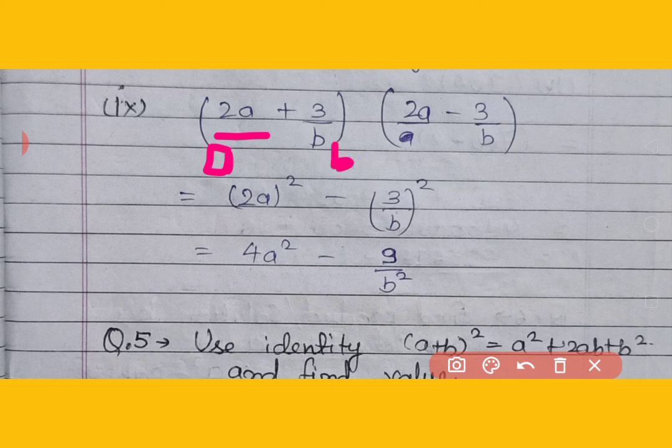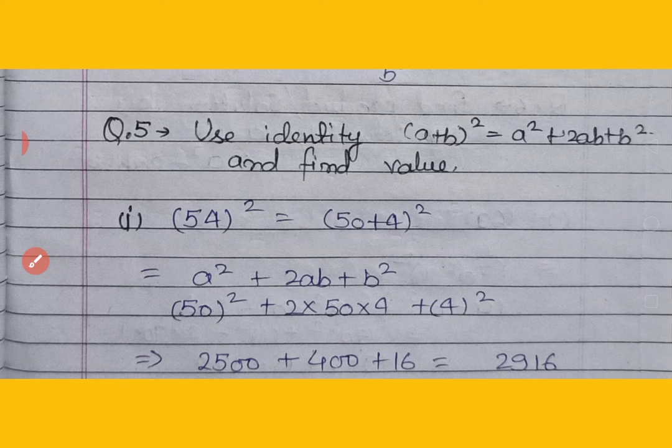So according to the formula, a square minus b square. The a value is given as 2a, so (2a) whole square, and b square means (3 upon b), so (3 upon b) whole square. So 2a means 2 squared becomes 4 and a square will remain a square, and after it minus 3 whole square is equal to 9, and b whole square. This will be the answer.